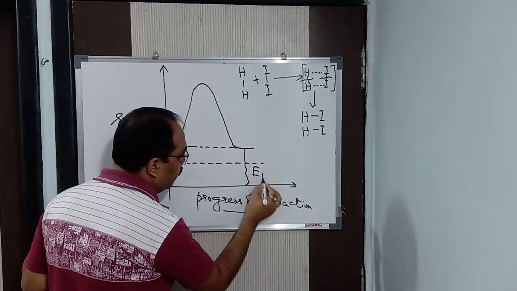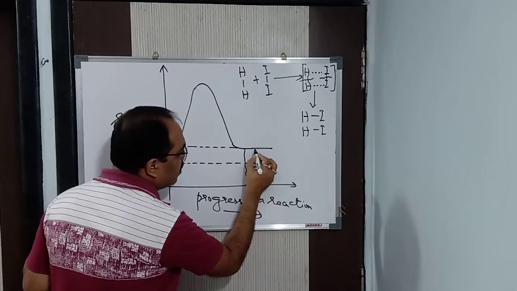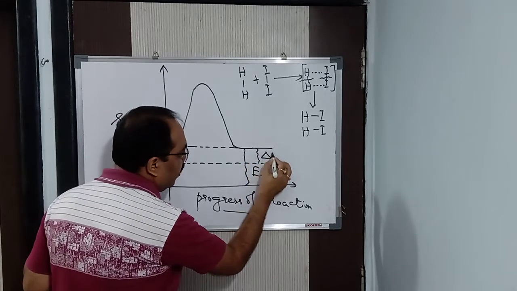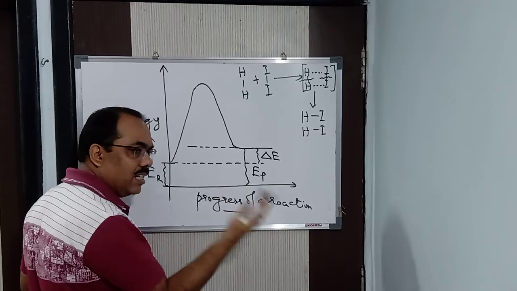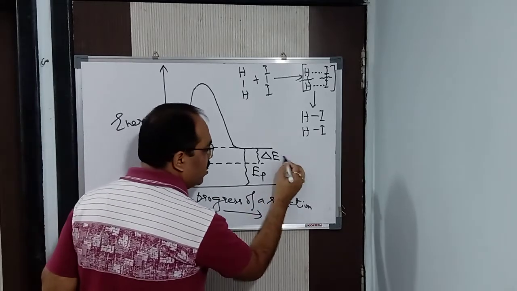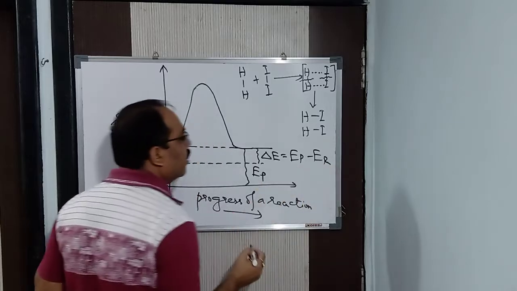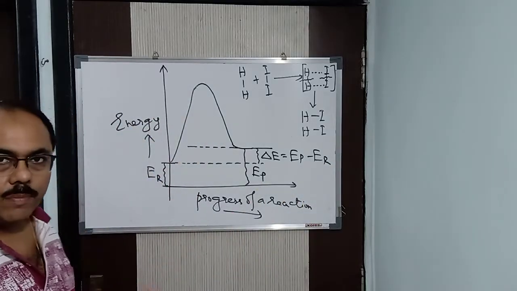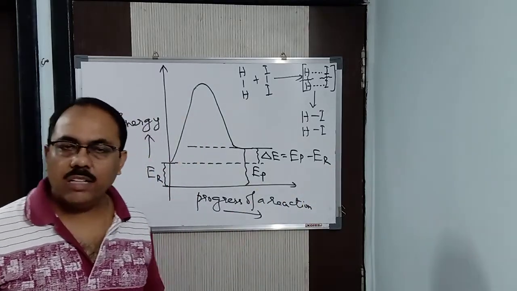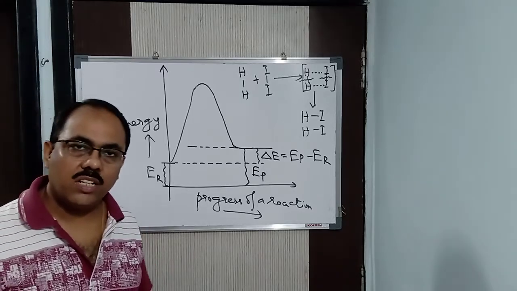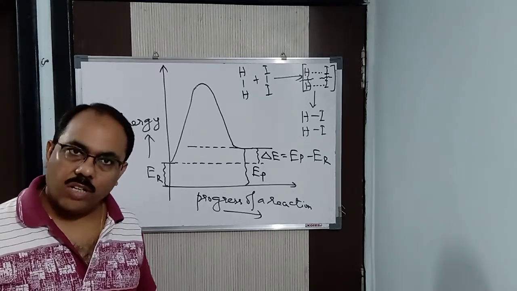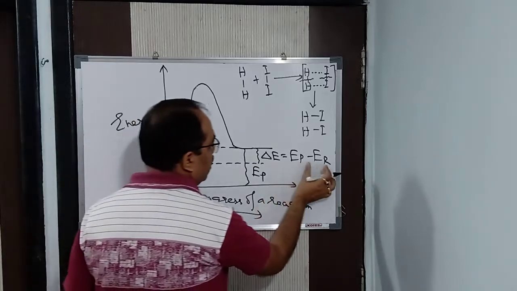Let us say EP. So definitely this difference, which is known as delta E or delta H, which is your change in energy, is EP minus ER. Definitely energy of the product minus energy of the reactant. Last year you studied in thermodynamics, change in energy, change in enthalpy, change in internal energy, whatever it is, is nothing but energy of the product minus energy of the reactant.